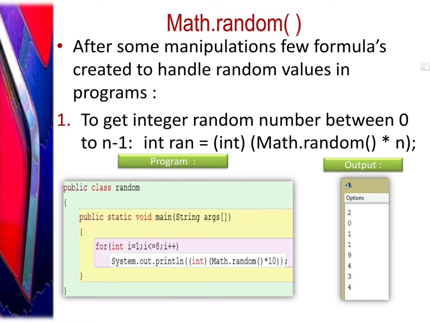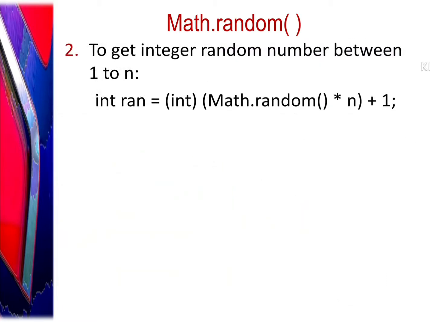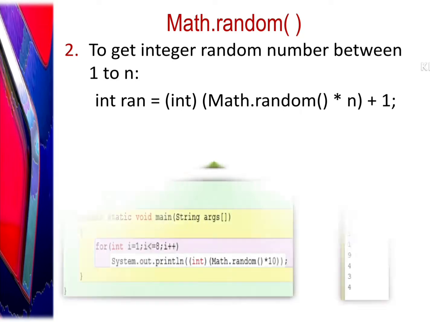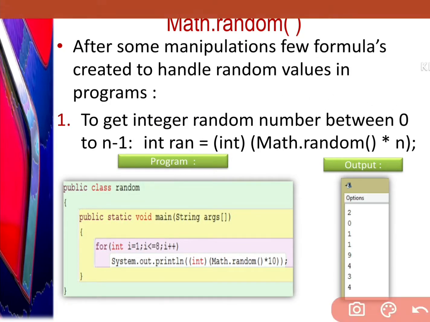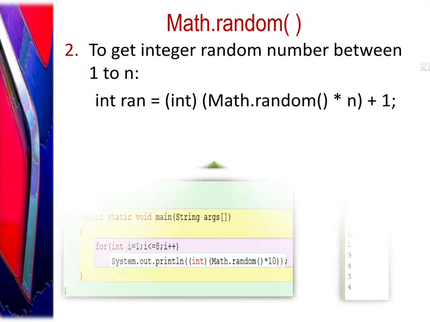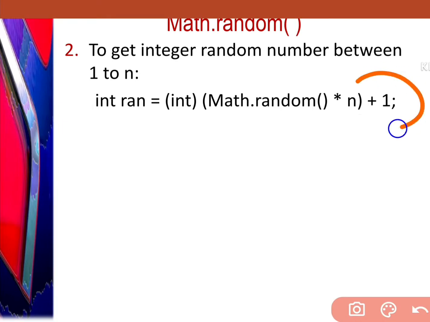I think you are able to understand what I am saying. In this way, we are getting our random values. Moving forward with the next example, one more modification we have done in the previous formula. Previously we did not have plus 1 here, but in the next we have the same formula with plus 1 placed here.